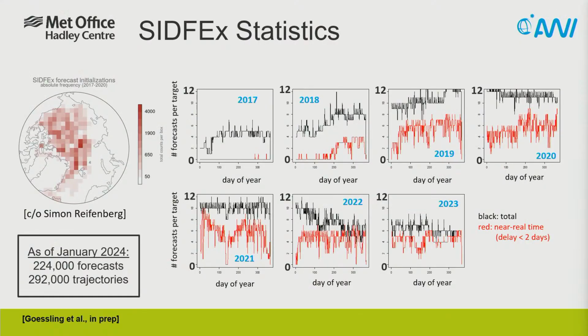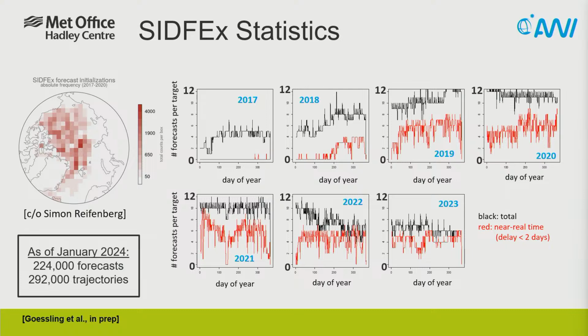Back to the wider SIDFEX. You can probably see better on the side screens, but this is over the last 6 or 7 years. We generally had an increasing number of forecasts. You can see 2007 there, we started off with 2 or 3 forecasts per day. The black is the total number of forecasts, and then the red are the forecasts that arrived in near real time. So that wasn't the original focus of SIDFEX, but then people like me and the operational centers started sending through these operational forecasts.